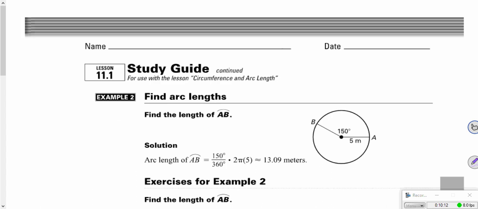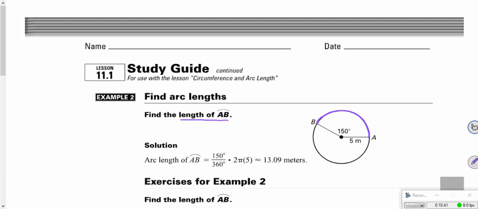Let's move on to the back. Now we're talking about arc length. Now this isn't the measure of an arc. The measure of an arc, remember, is that central angle. This is arc length. When they say the length of AB, they are talking about physically that part of the circumference that's just from point A to point B. That's what they're talking about.